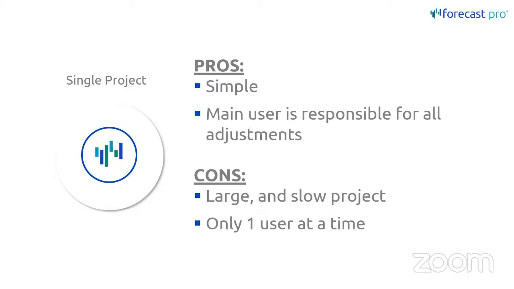From the Pro side, a single project is simple, and we have one main user who's responsible for making all of the statistical and override adjustments. But the biggest problem with a single project is that you have a very large, potentially slow project, and only one person can work on it at any one time. So there truly is only a single person. They will be responsible for gathering feedback and typing in all of those changes by hand.